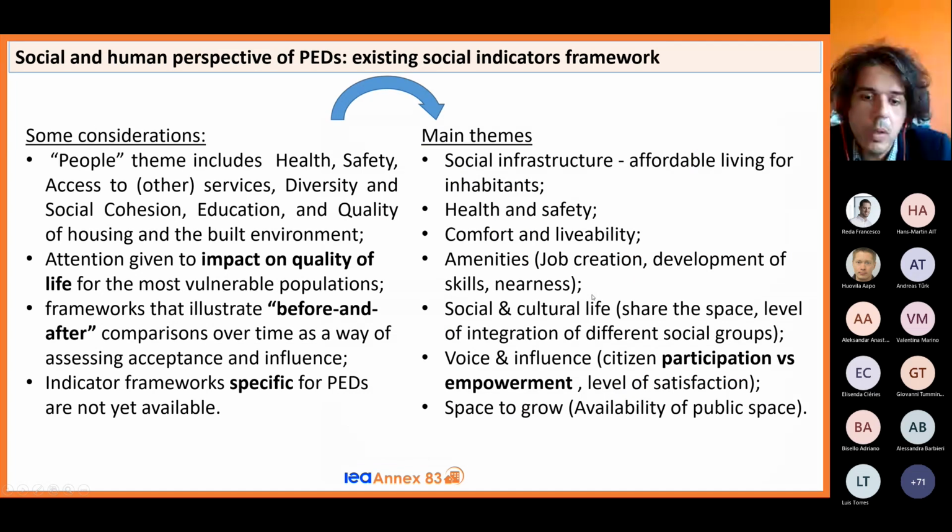Now, some considerations on the social aspects. Of course, the main attention here is given to the impact on quality of life, usually for the most vulnerable populations. There are several applications for smart grids, but there's not really a specific focus on PETs. This translates into the themes you see here: social infrastructure, health and safety, comfort and livability, amenities with job creation, skills development, nearness, social and cultural life, as well as citizen participation versus citizen empowerment.